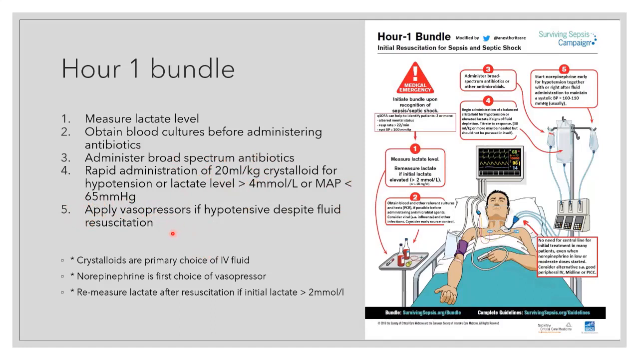So if, let's say, you have measured the lactate level, you have obtained the blood culture, you give antibiotic, you give fluids 20 ml per kg if the patient is hypotensive. But despite giving the fluids 20 ml per kg, patient is still hypotensive, then you need to start noradrenaline. If, let's say, the lactate is more than 2 but less than 4, you need to monitor the patient closely, because they can tip over very fast. So you would need to remeasure the lactate.